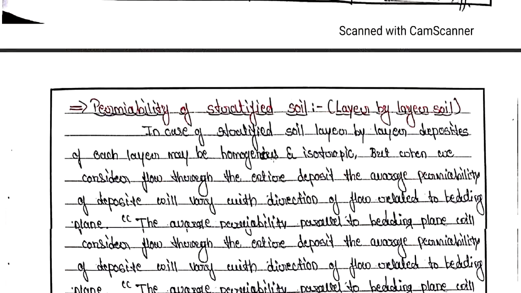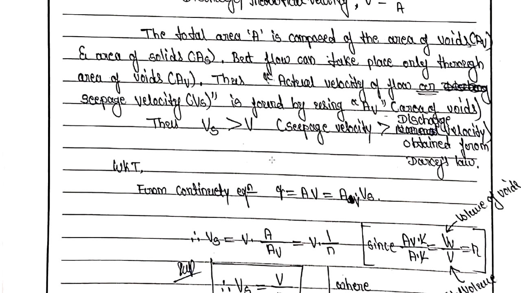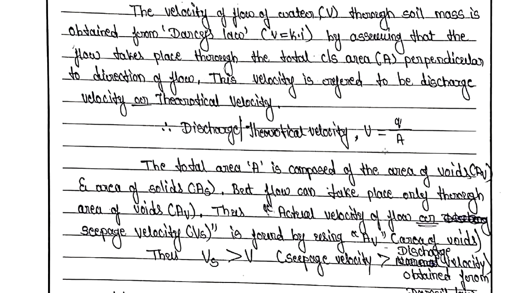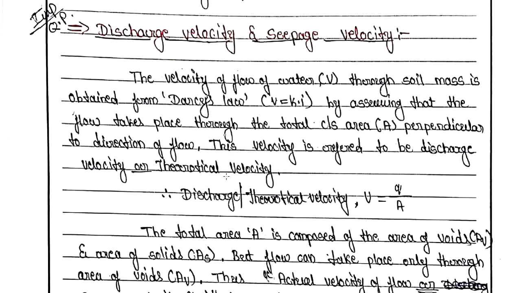Okay, so I hope you have understood the content which I have taught. Generally the difference is very simple. Discharge velocity is also called theoretical velocity, and seepage velocity is also called actual velocity. So what is discharge velocity? Discharge velocity is nothing but small q, that is discharge divided by total cross sectional area.